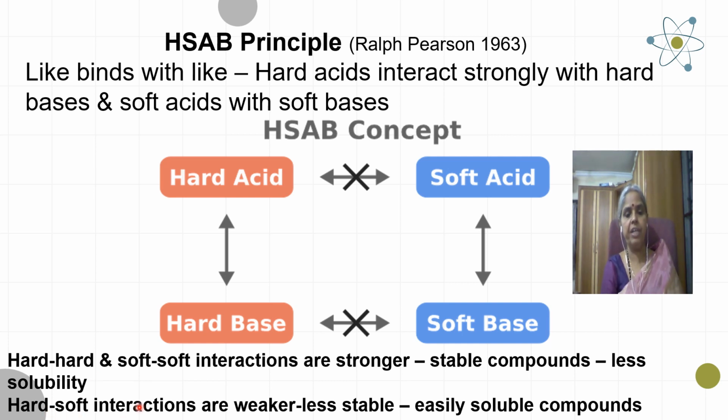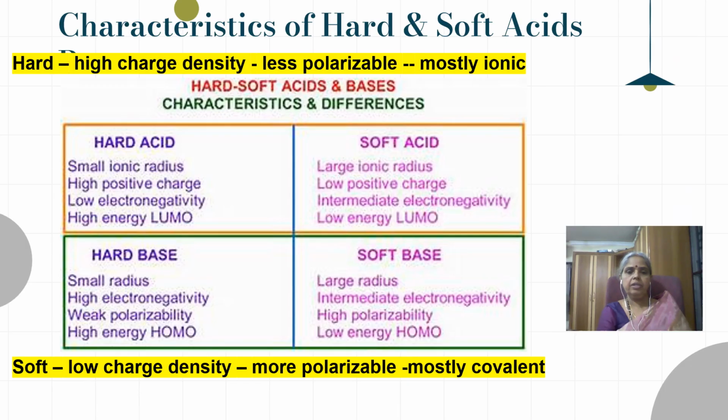Hard-soft interactions are weaker, they are less stable, and easily soluble compounds are obtained as a result of hard-soft or soft-hard interactions. Let us see the characteristics of hard and soft acids. You can see here hard and soft acids.